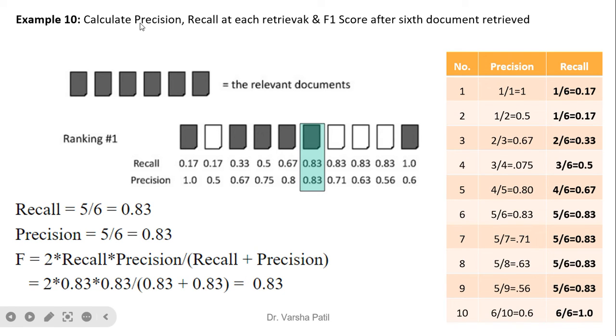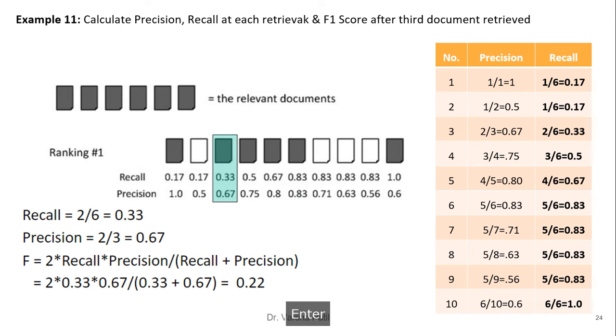So it is very easy to calculate precision, recall and F1 score. Same at the third, it is 0.33 and 0.67, and we are using that F1 score formula to calculate the F1 score. So in this way we are getting the answer.